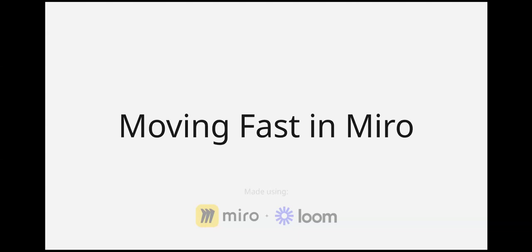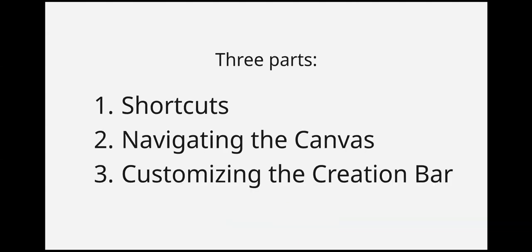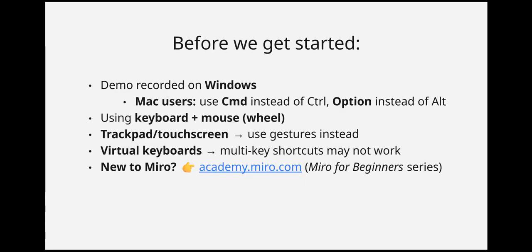Moving fast in Miro. This video is broken down into 3 parts: shortcuts, navigating the canvas, and customizing the creation bar. A few things to note before we get started. This demo was recorded on Windows, so Mac users use Command instead of Control or Option instead of Alt.